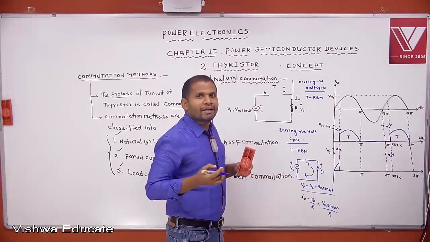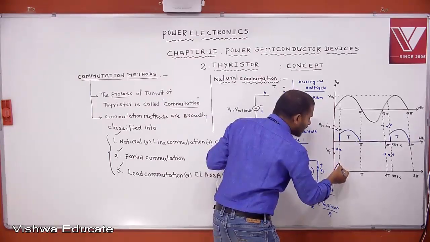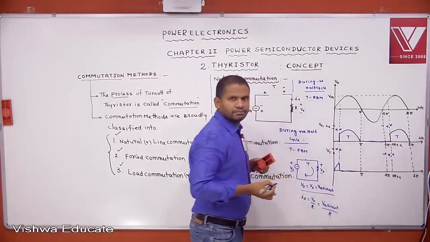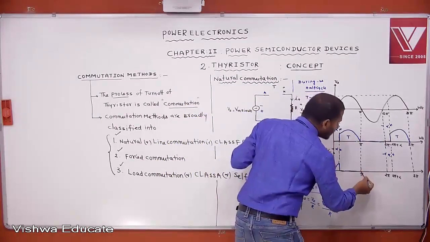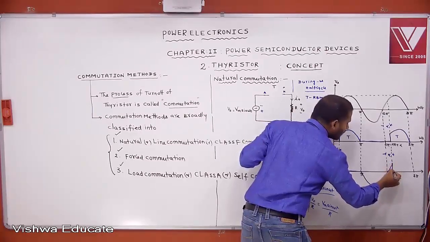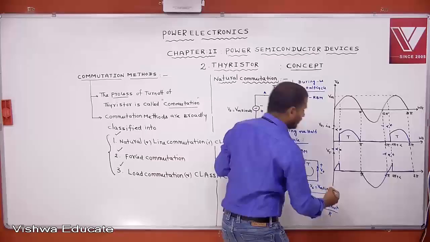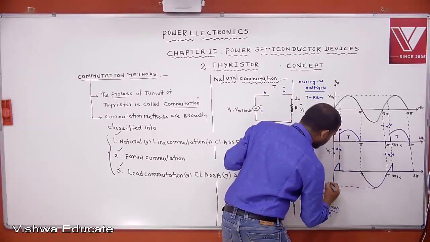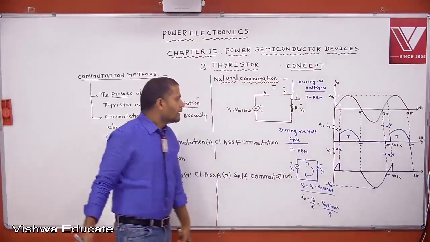Then at omega t equal to alpha, the thyristor is triggered. Once the thyristor is triggered, it starts the conduction. Up to what period is it conducting? Pi. Then beyond pi, is the thyristor forward biased or reverse biased? Reverse biased. Again it is blocking, forward blocking. Again it is conducting, up to 3 pi. Then what is this voltage, you tell me. Minus Vm. Reverse, right? Minus Vm.